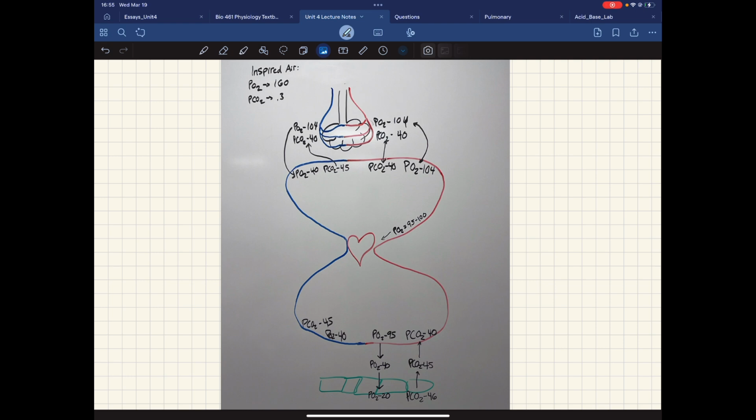So first I want to start out with inspired air. When we breathe in air, the partial pressure of O2 is going to be 160 for a healthy person, or maybe not just for a healthy person, but also just if we're breathing room air. Someone who's on oxygen is obviously going to have a higher partial pressure of O2. And then the partial pressure of CO2 in the air is 0.3, so it's super low. It's pretty much negligible.